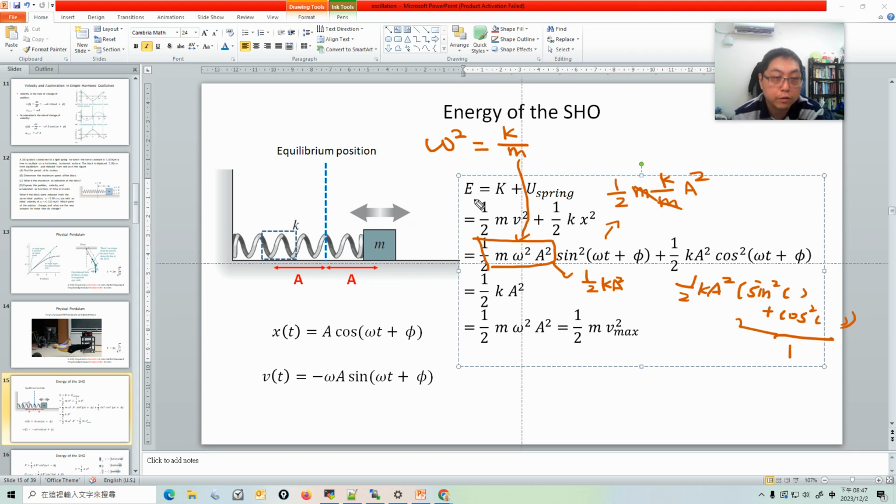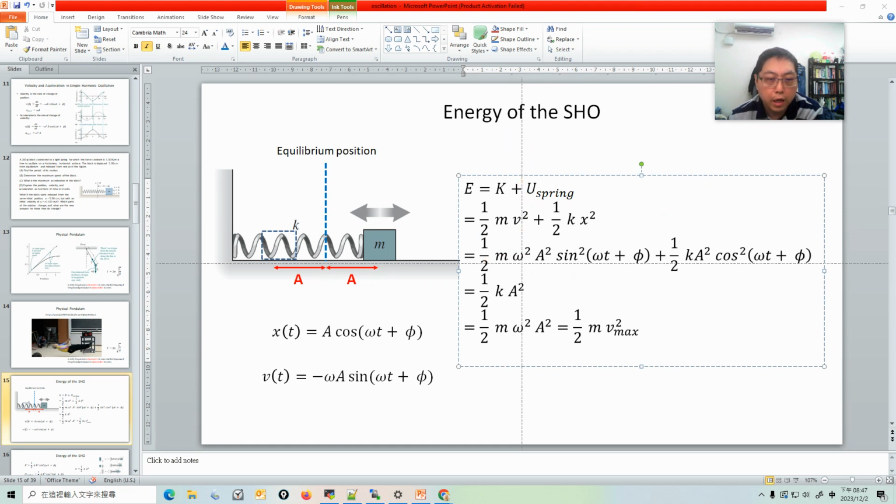The total energy of the simple harmonic oscillation is 1 over 2 times the force constant times the amplitude squared. So the amplitude relates to the total energy of the system, or more specifically, the amplitude squared. So that's the first kind of substitution. But we can also have another substitution.